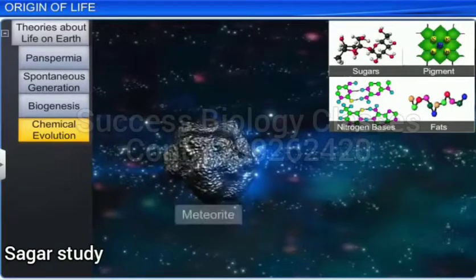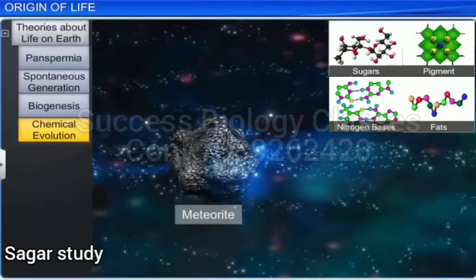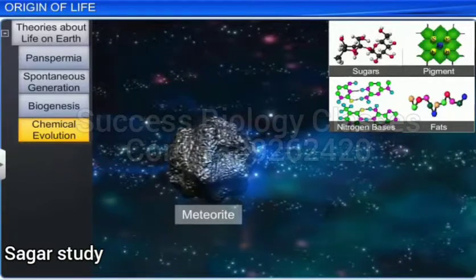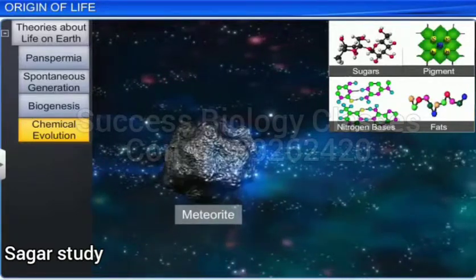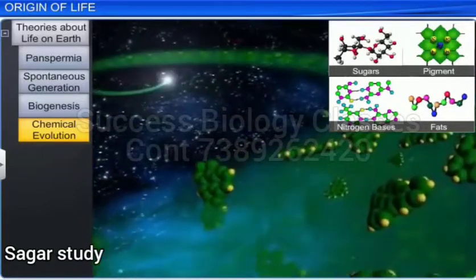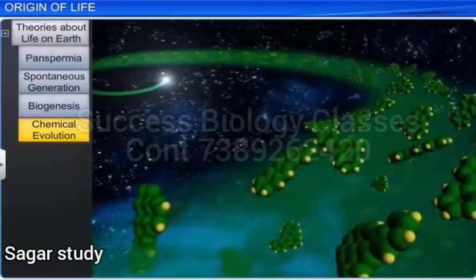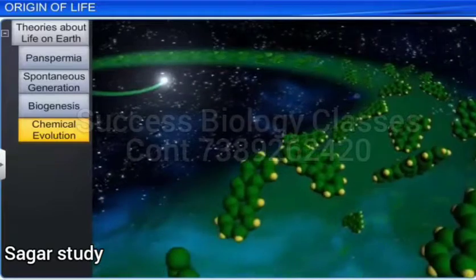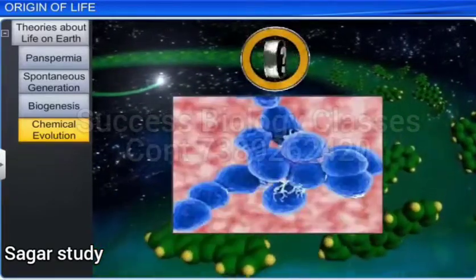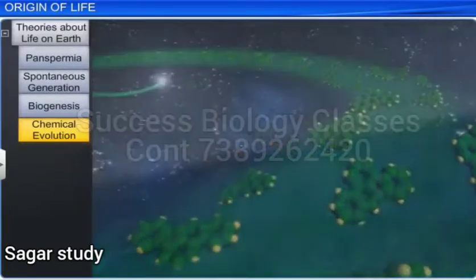Interestingly, when meteorite content was analyzed, similar compounds were found in them, which proved that similar processes occurred in other parts of the universe as well. Thereafter, the theory of chemical evolution was most widely accepted. However, there were still doubts about how the first cell came into existence.